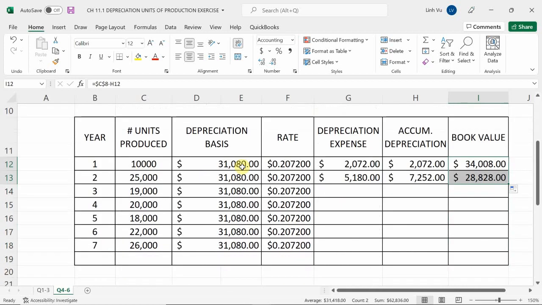All right. What about the depreciation expense for year 3? If I drove 20,000 miles. I'm sorry. If I drove 19,000 miles for year 3. 3,936.80. Okay. What's my accumulated depreciation?